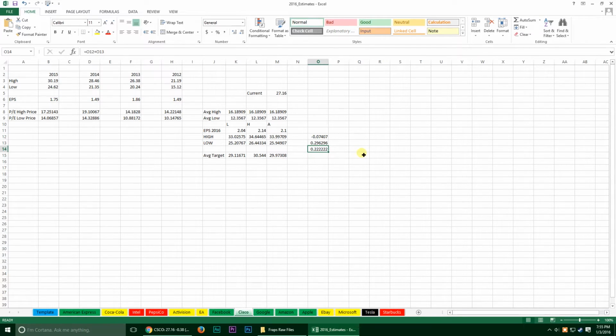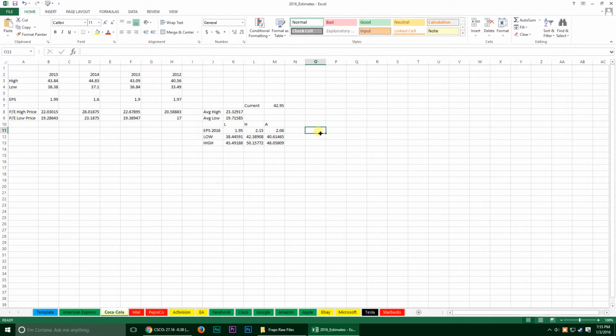So assuming that Cisco has a great year and we have a net gain of 22% plus 3% dividend, your $100 would turn into $125 at the end of the year. Okay, now let's go to a different one, which I have highlighted as yellow, which is Coca-Cola.